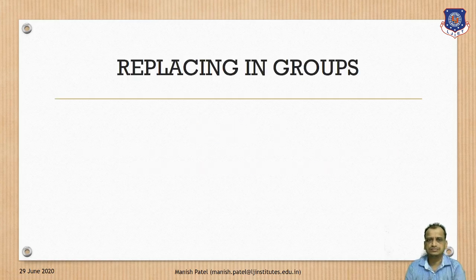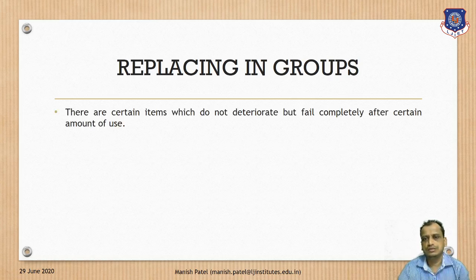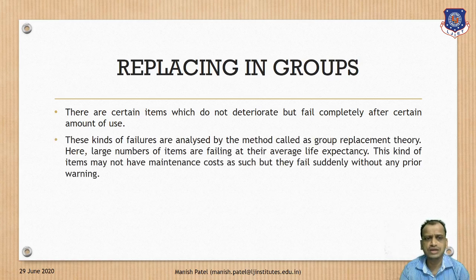Now you might be thinking that some items are sometimes beneficial to be replaced in groups. So what are those items? If you see here in this line, I have written that they do not deteriorate but fail completely after a certain amount of use. Means there are certain items which fail suddenly, right? So what are those items?